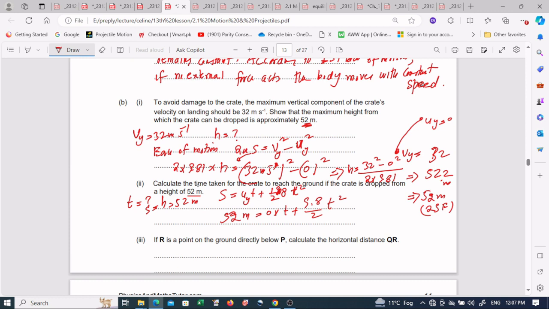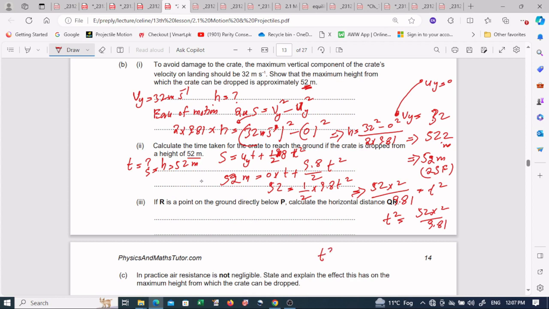So we rearrange this: the 0 term cancels, so 52 equals half into 9.8 into t squared. Rearranging, the 2 multiplies the other side and we divide by 9.81, so t squared equals 52 into 2 divided by 9.81. Taking the square root on both sides and solving, finally t is equal to 3.3 seconds.